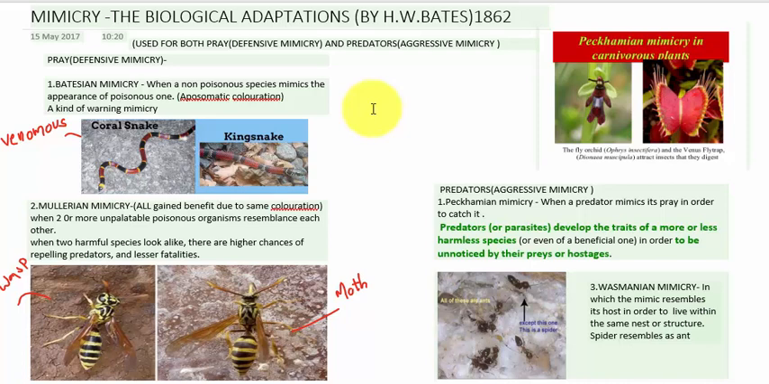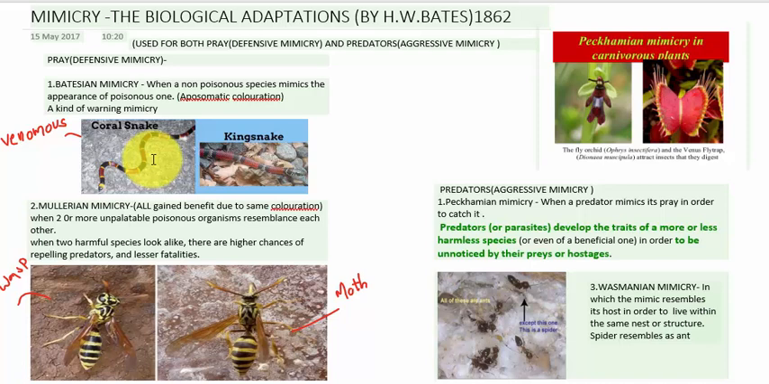So let's discuss the first one. Batesian mimicry is when a non-poisonous species mimics the appearance of a poisonous one. In this case, this king snake is a non-poisonous one, but it mimics the appearance of the poisonous one. You can see the body consists of patches, so it is a kind of warning mimicry. The coral snake is very venomous, that means very poisonous, and the king snake is non-venomous, but it tries to mimic the appearance of the poisonous one to prevent attacks.